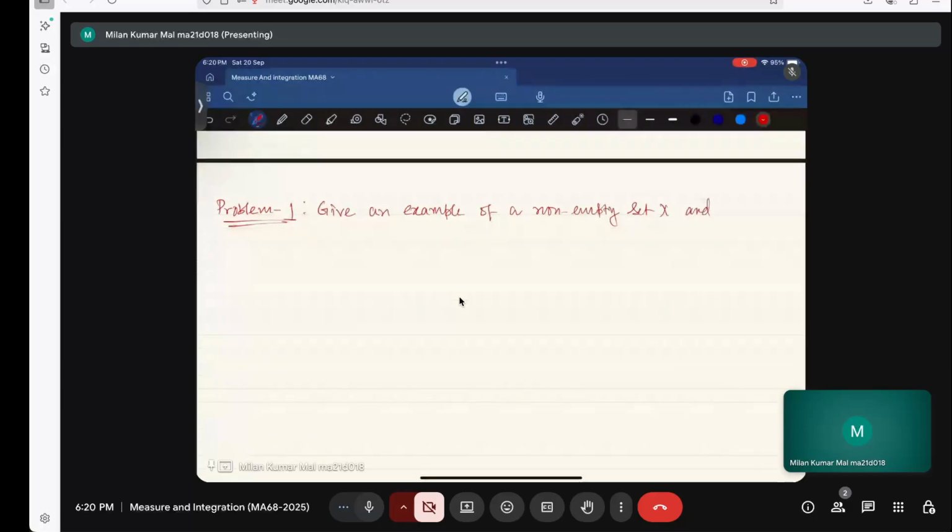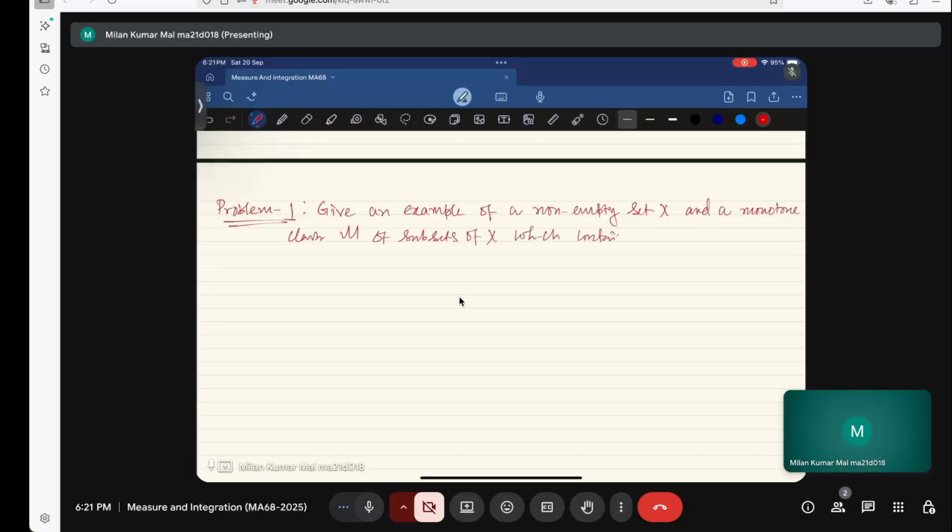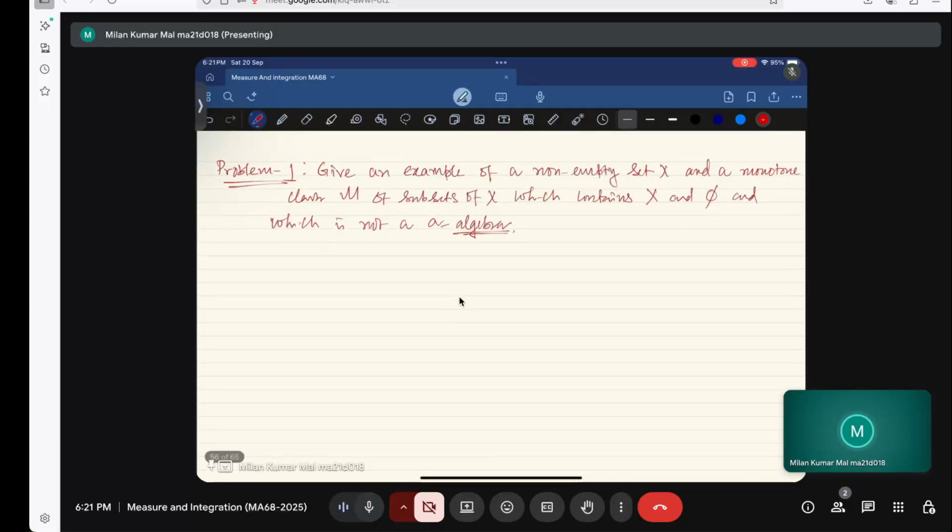monotone class of subsets of X which contains X and the empty set, and which is not a sigma algebra. So what is a monotone class?